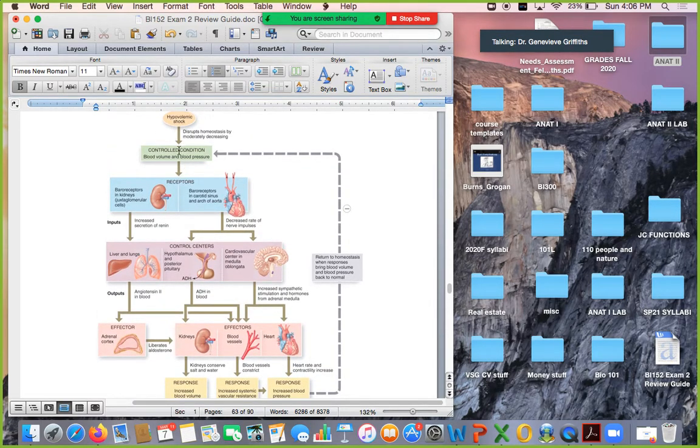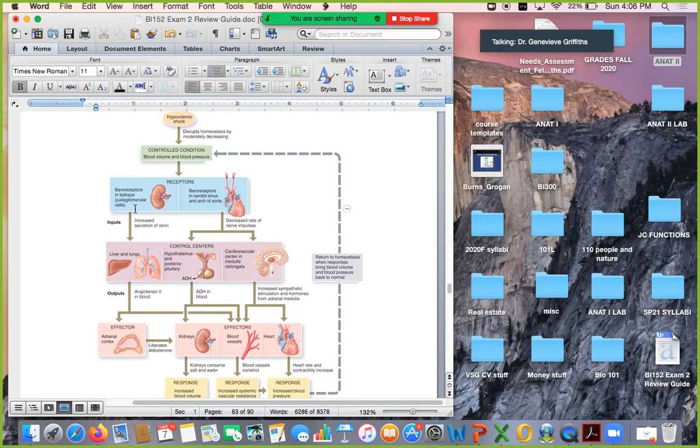Okay, so this is a pretty complex feedback loop, but basically what happens, again, is we're going to disrupt a controlled condition. In this case, blood volume and blood pressure are going to drop. When that happens, the receptors that are found in multiple regions, including the ones we just talked about in the carotid sinus and the arch of the aorta, as well as ones in the kidneys, are going to have effects. The kidneys are going to increase the secretion of renin, and the baroreceptors are going to decrease the rate of nervous impulses, which is then going to lead to changes in the control centers, such as the hypothalamus and posterior pituitary, and the cardiovascular center in the medulla oblongata.